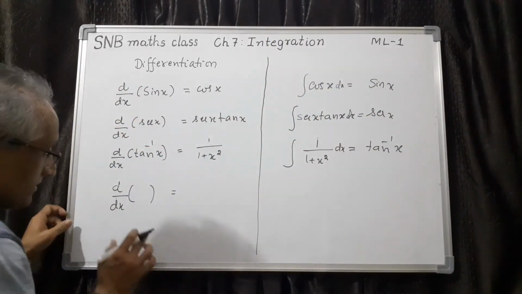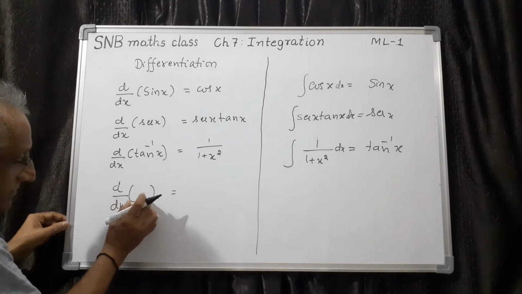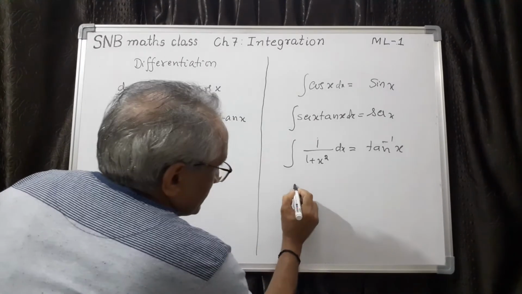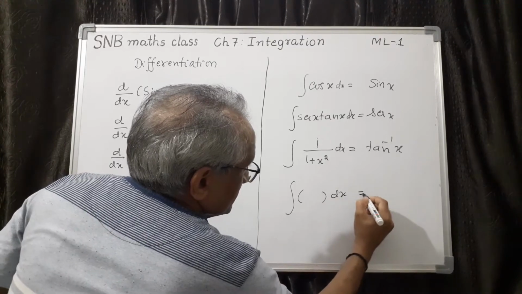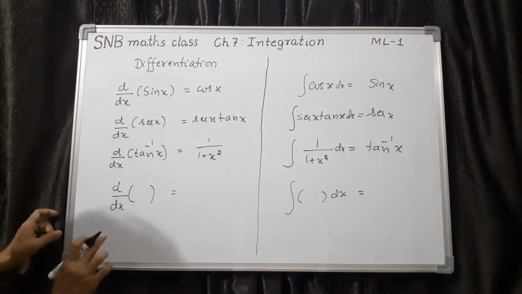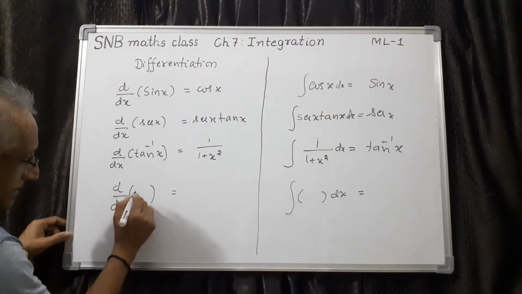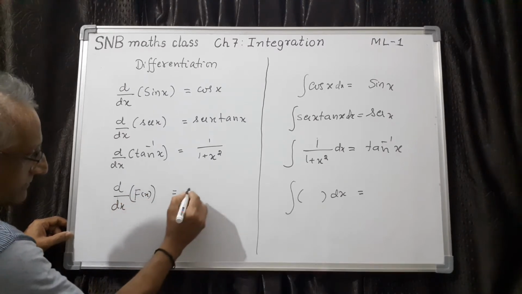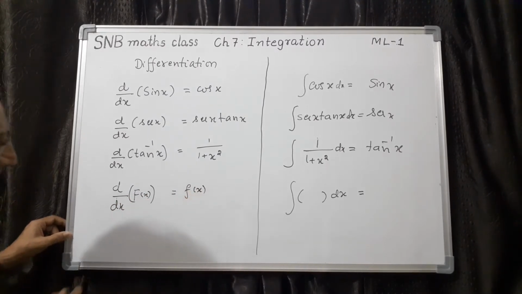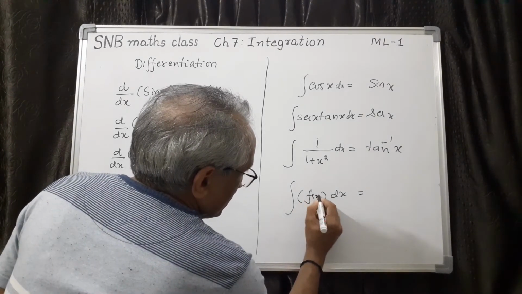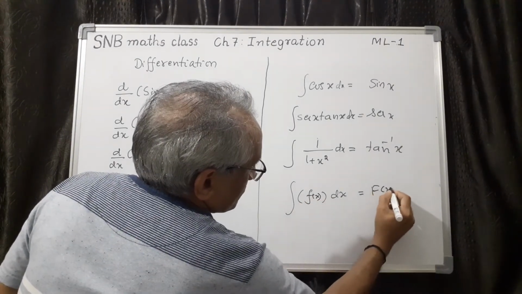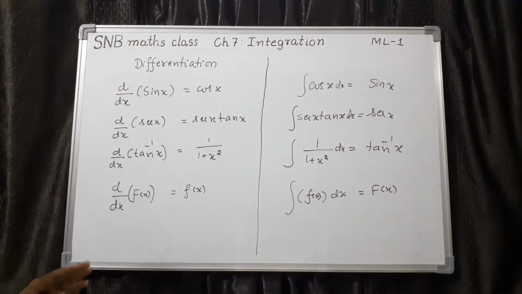So that's the thing. Therefore, here d by dx of something is equal to a function, and here the integration of something dx must be equal to some other function. Now if you write a general function f of x, and this is equal to f of x, then if you put this function f of x here, you should get f of x. So this is the meaning of integration.